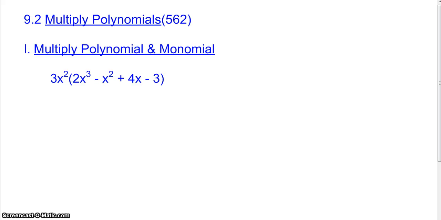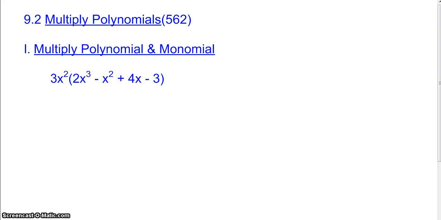Okay, so in algebra we're in section 2 of chapter 9. We're going to multiply polynomials today. We're going to start by multiplying a 4-term polynomial, as you can see in parentheses here, with a monomial, just a single term. So what do you think you'll do? What comes to mind when you see 3x squared outside of parentheses?